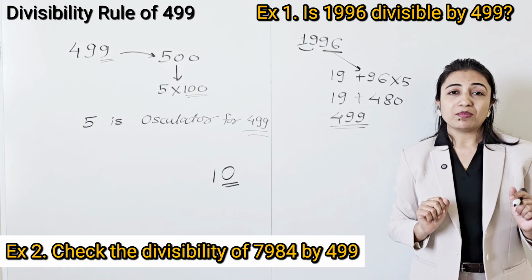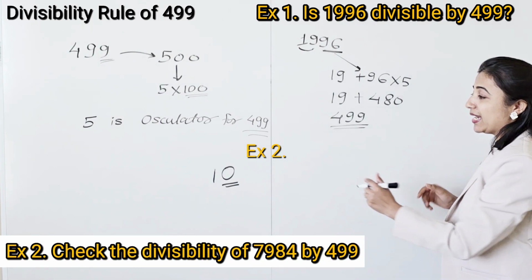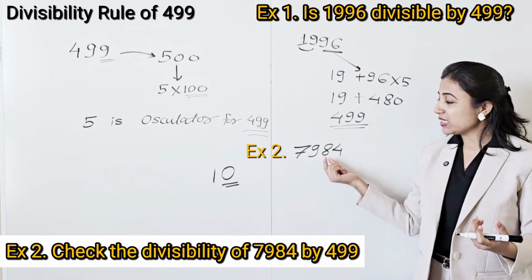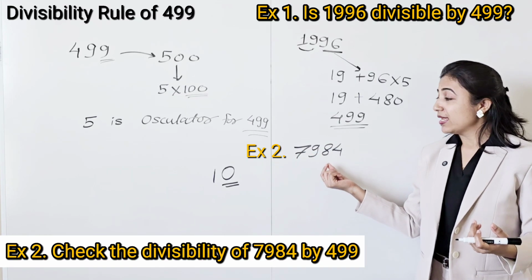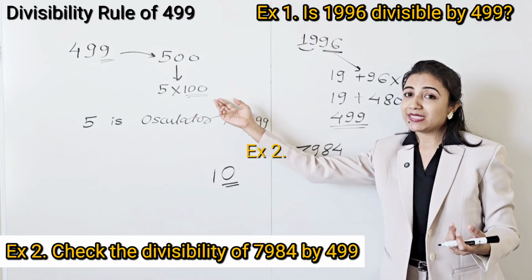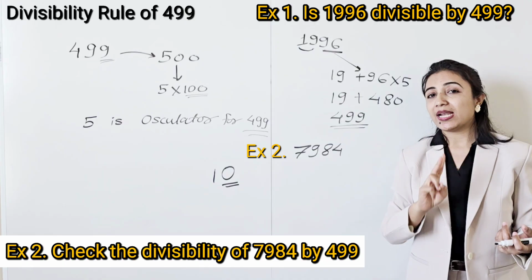Suppose we are given the number 7984. You just have to break this number in two parts, the last 2 digits and the rest. Why are we taking the last 2 digits? Because our base is 100. That's why we have to take the last 2 digits.